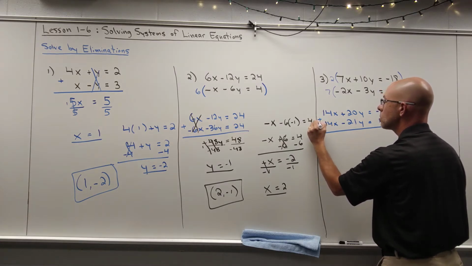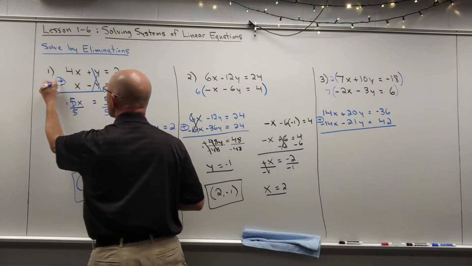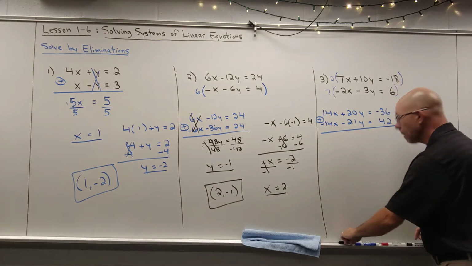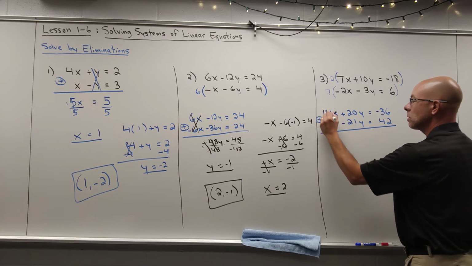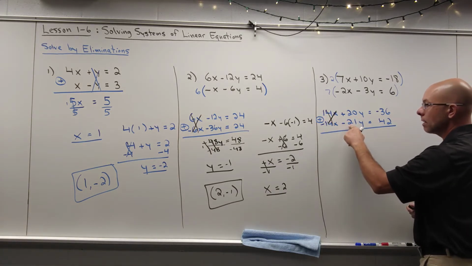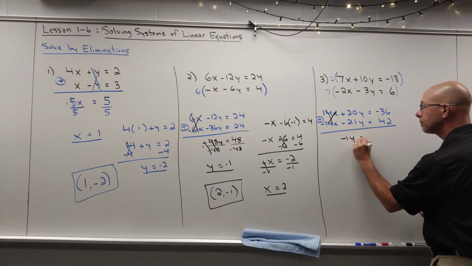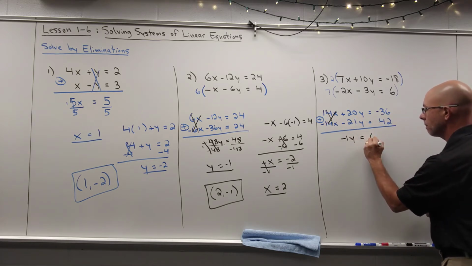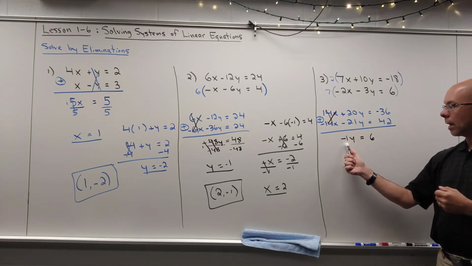Add these two equations together. I don't know why I like to have that circle, just to kind of focus there. Okay, so if I add these two together, 14 plus negative 14 cancels. There's your elimination. X's have been eliminated. 20 plus negative 21 is negative 1y. And negative 36 plus 42 is 6. I don't care if I wrote that as negative 1y or just negative y.